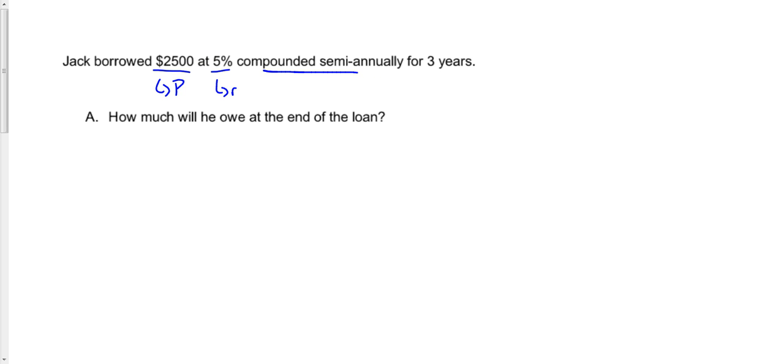So when it says it's compounded semi-annually, that means 2 times per year. Okay, and that's going to happen 3 times, so over 3 years. Just one thing to quickly highlight. Again, things can be calculated annually. If we compound them annually, that happens once. If we compound them semi-annually, that happens twice per year.